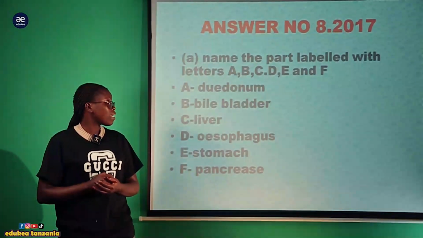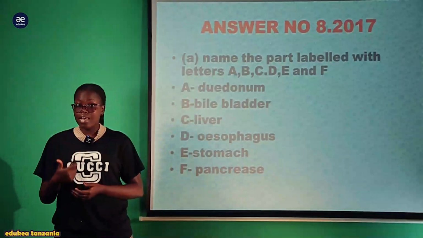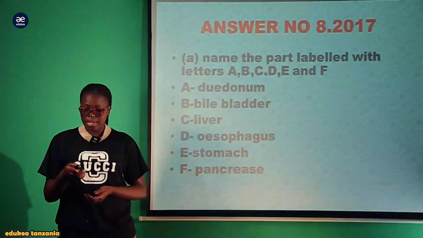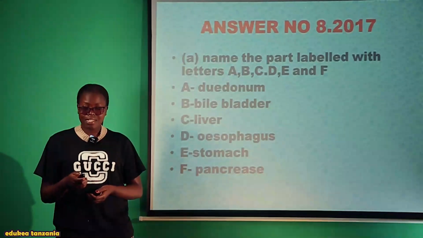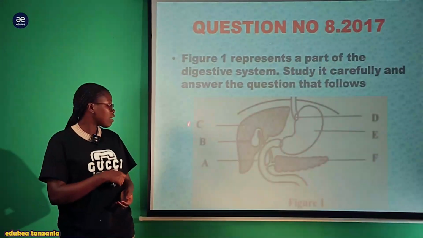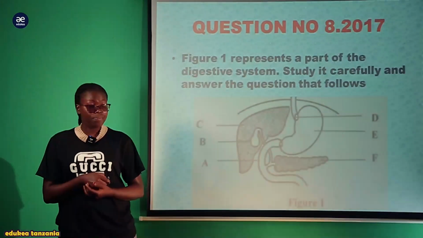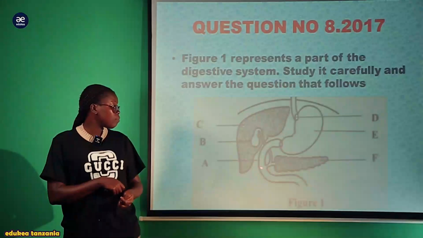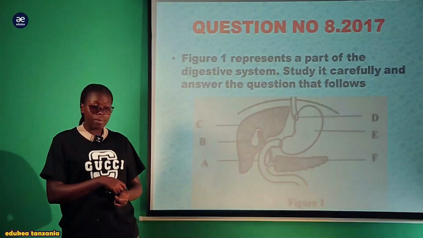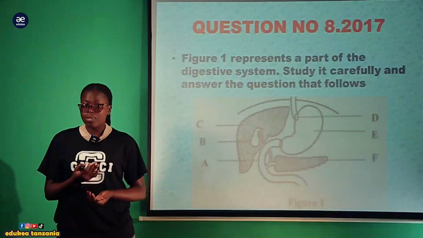So for question Roman A, which needs you to label the parts A, B, C, D, E, and F, let us go back to our diagram. Part A here is the duodenum. Part B is the gallbladder. Within the gallbladder is where the bile is stored.